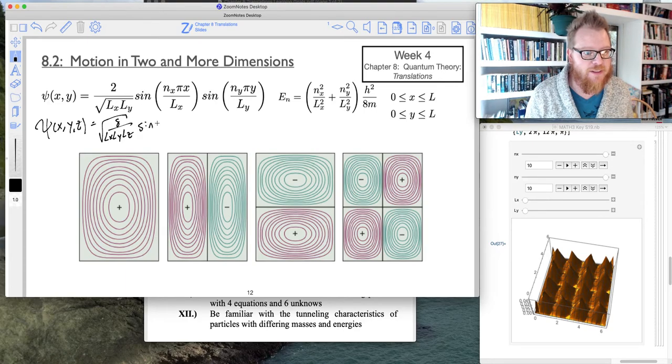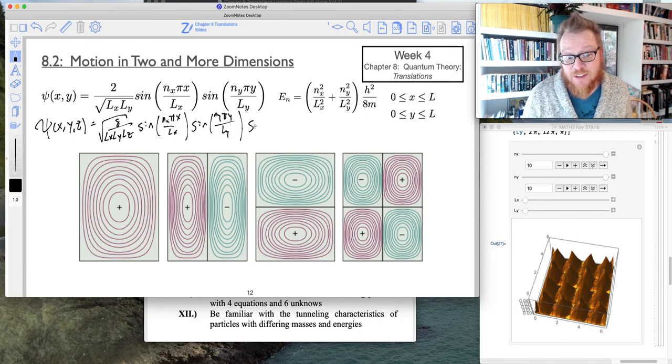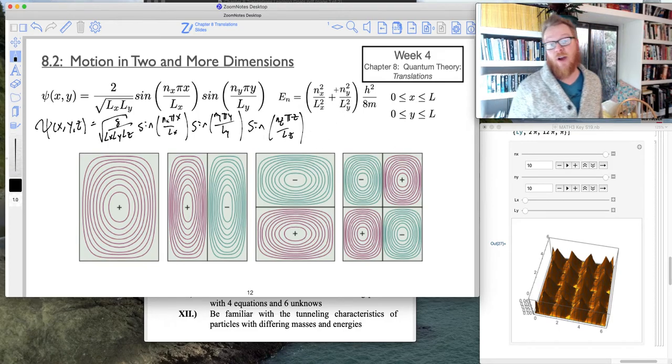We're still going to have this sine of nx pi x over Lx. We're still going to have this sine of ny pi y over Ly. But then, as you might imagine, for 3 dimensions, now we're going to get an nz pi z over Lz. I'm not going to write down the energy solution for the 3 dimensions, but it'll look exactly the same as this 2-dimension, where there'll be an nx squared over Lx squared plus ny squared over Ly squared plus nz squared over Lz squared, but still times our h squared over 8m.